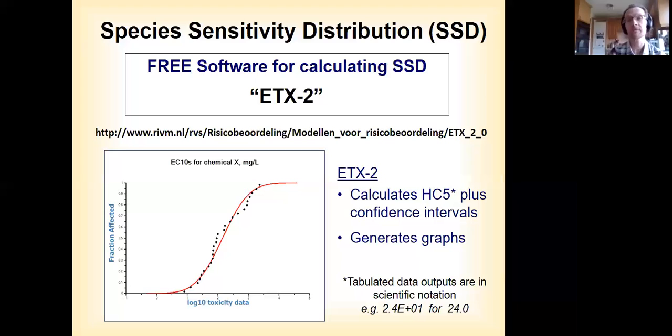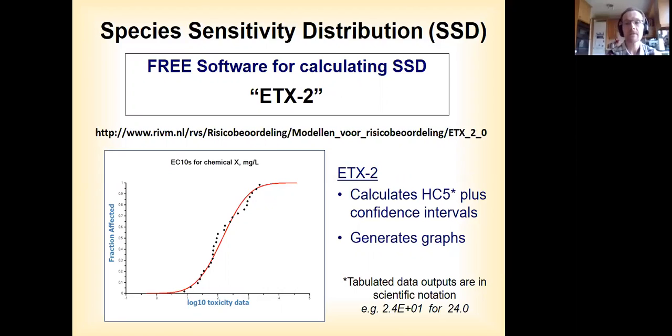If you wish to do this yourself, there is some very good free software available. The one I use is ETX2. You can just download it and use it on your own computers. It's very nice because it calculates the HC5 and it calculates the confidence intervals around the HC5. And it generates lots of different graphs for you to use if you're doing a presentation or wanting to put these into a report. And I've used these for client reports previously, and it's very good to show things visually. Do note, though, that it tabulates the data in scientific notation, so don't let that confuse you. So 2.4 E plus 1 instead of 24, for example.